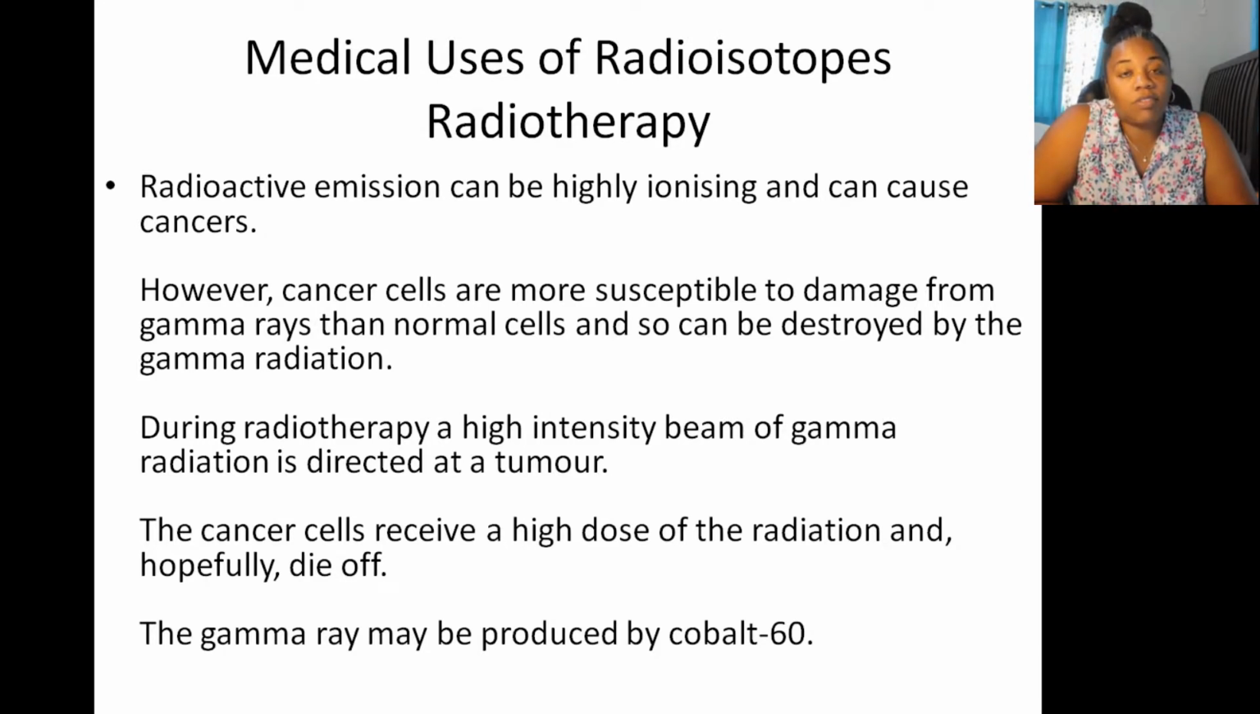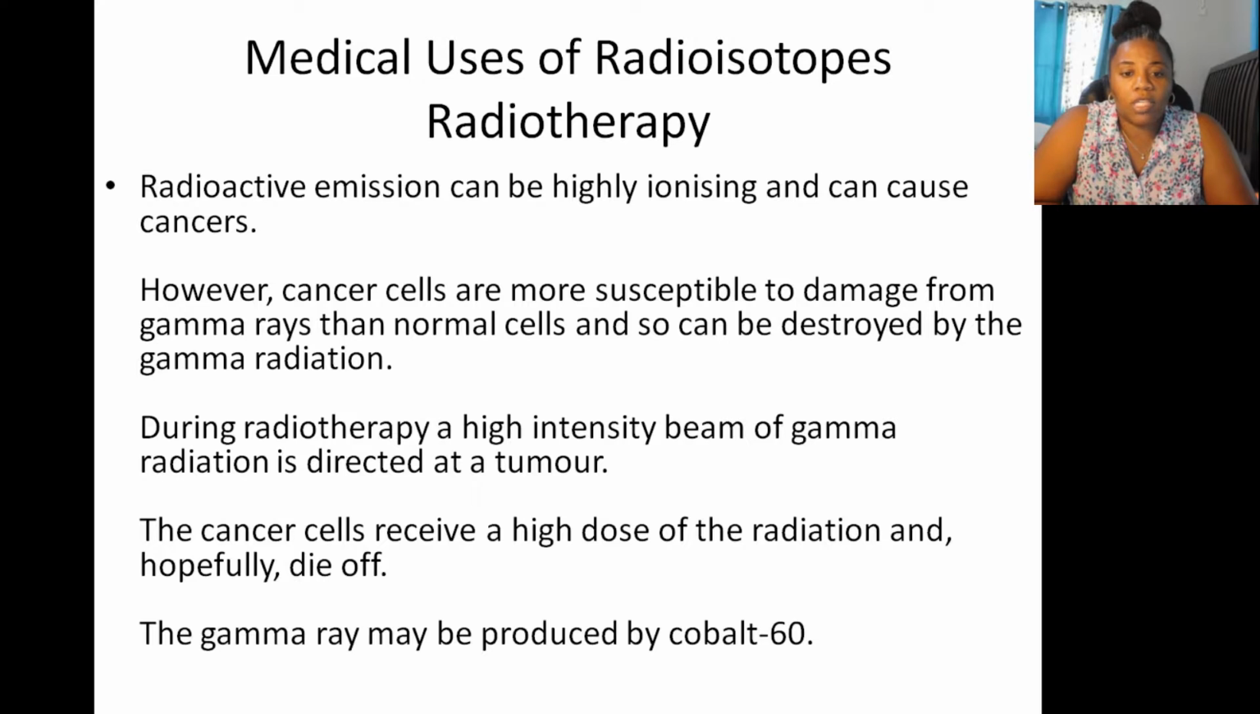And as you can see, even though it's directed at the tumor, it can affect every cell inside of that body. The cancer cells will receive a very high dose of radiation and hopefully die off. The key word here being hopefully die off. The gamma ray may be produced by cobalt-60. Now, that's what happens with cancer patients.